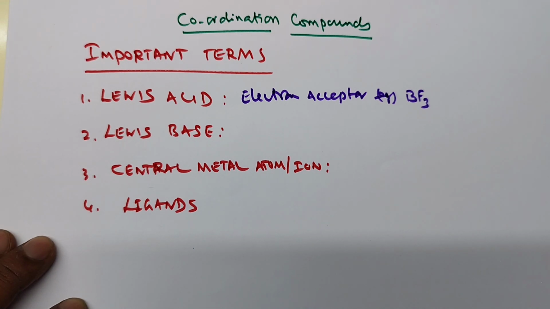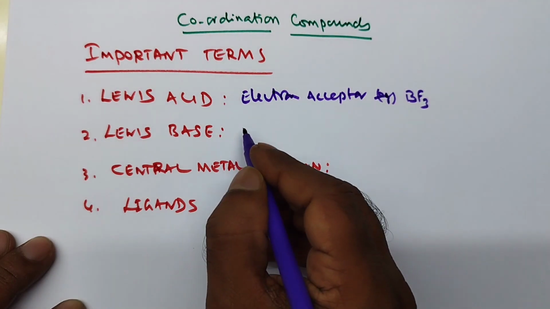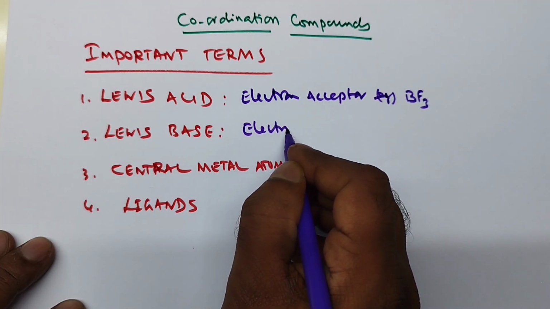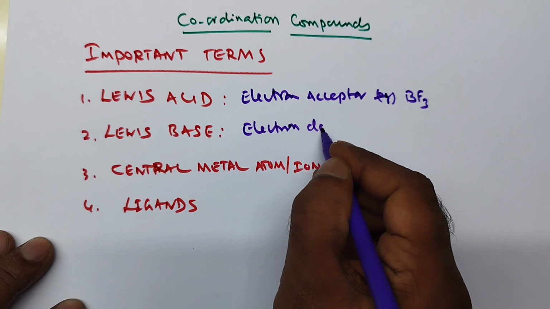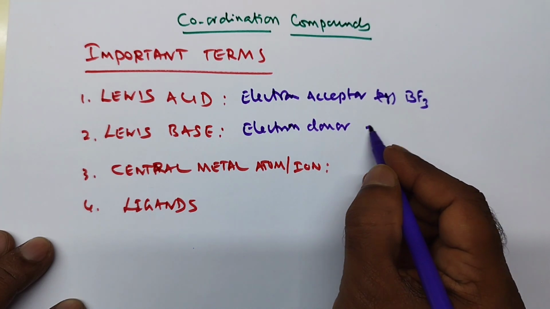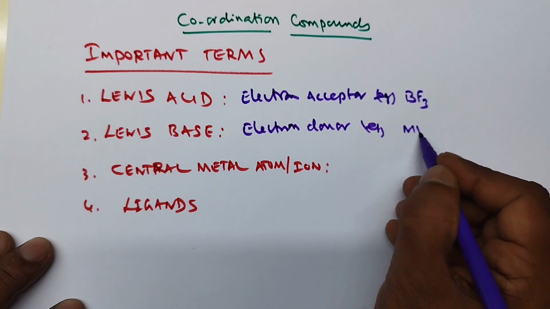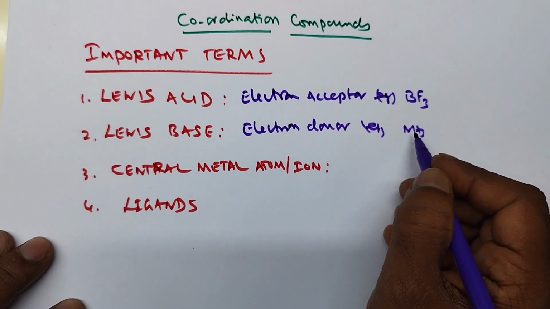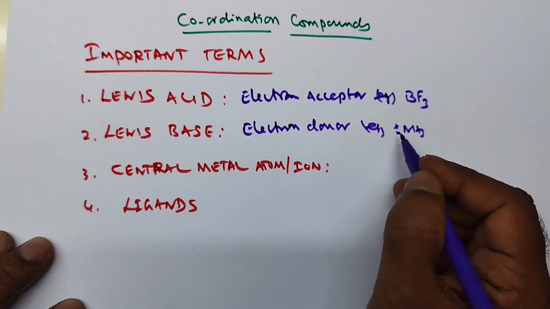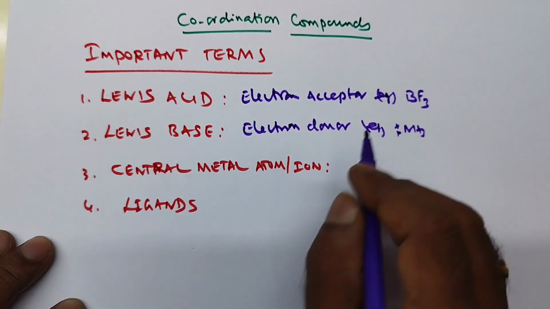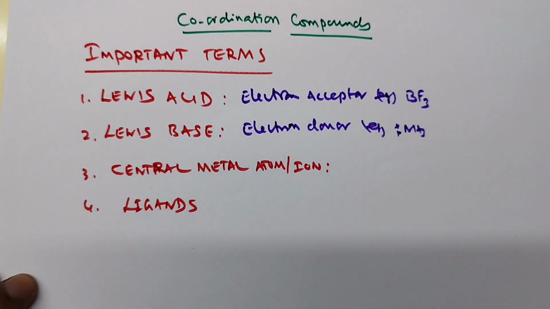What is a Lewis base? Electron donors. For example, ammonia: apart from the electrons involved in bonding, the two electrons we can call a lone pair of electrons, which is ready to donate a pair of electrons to another atom for bonding. That type of species we can call a Lewis base.